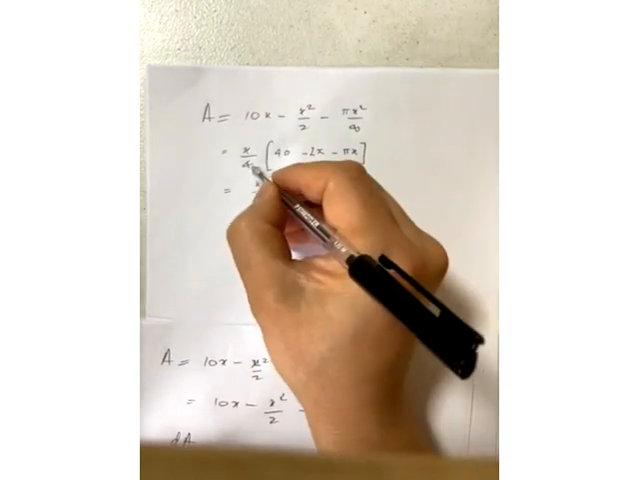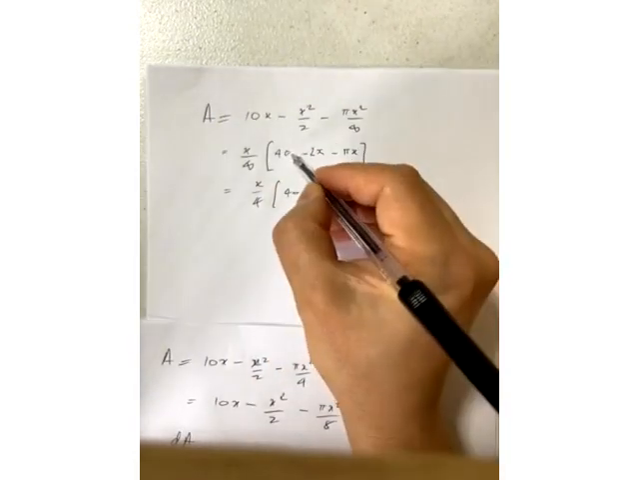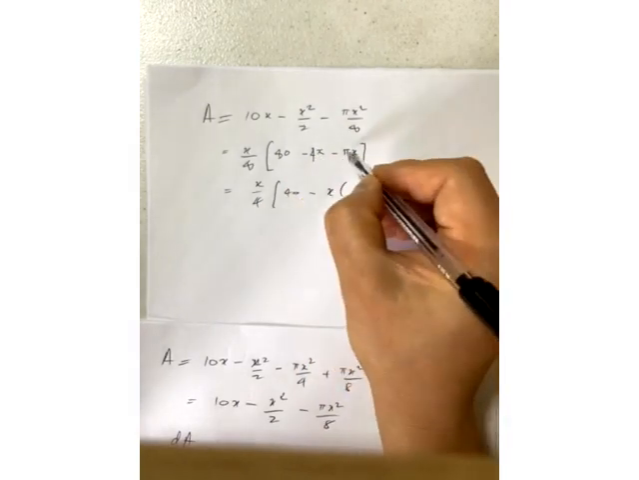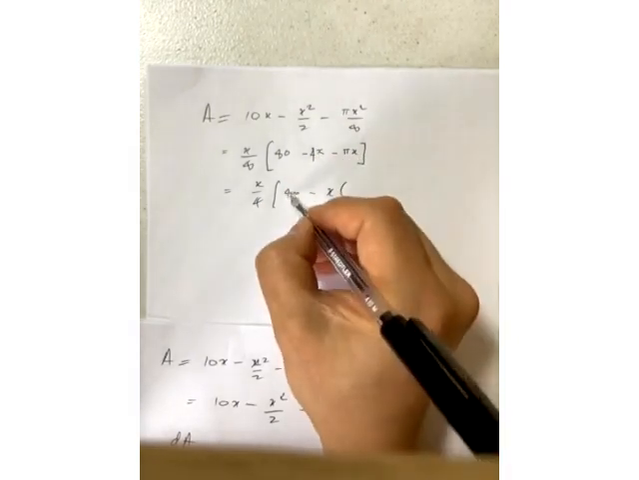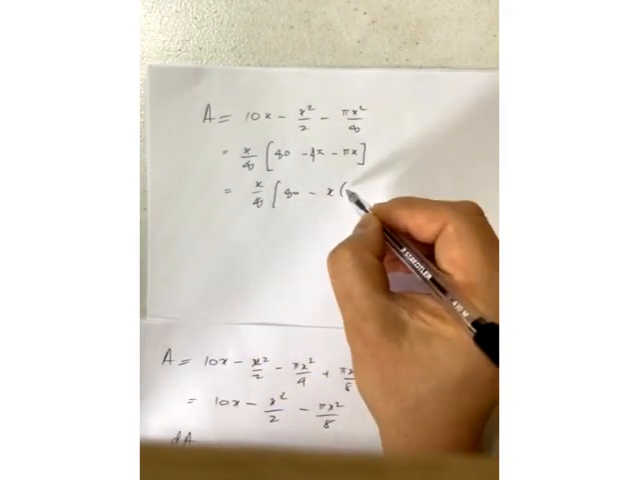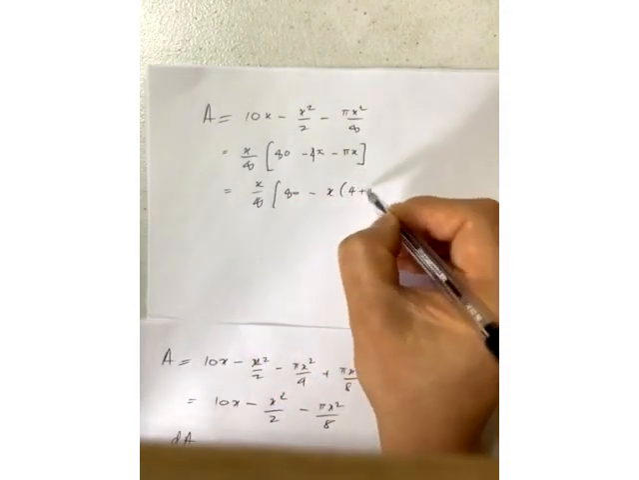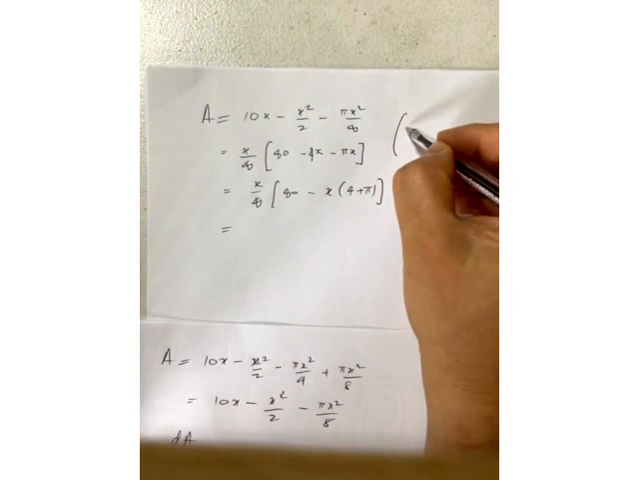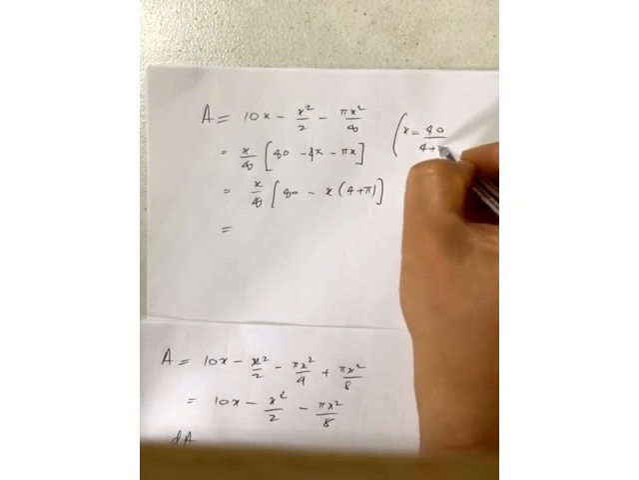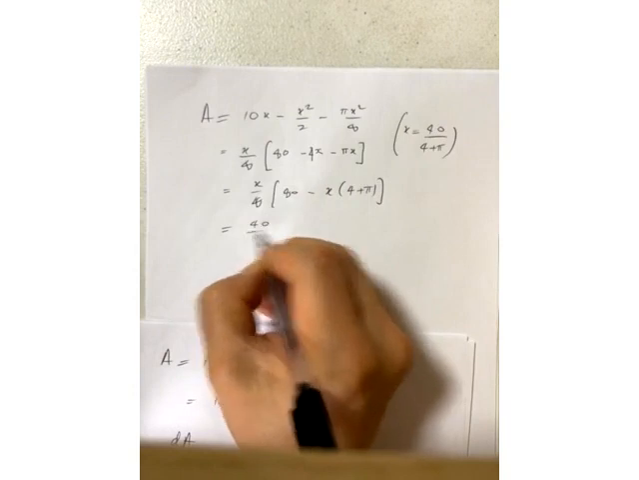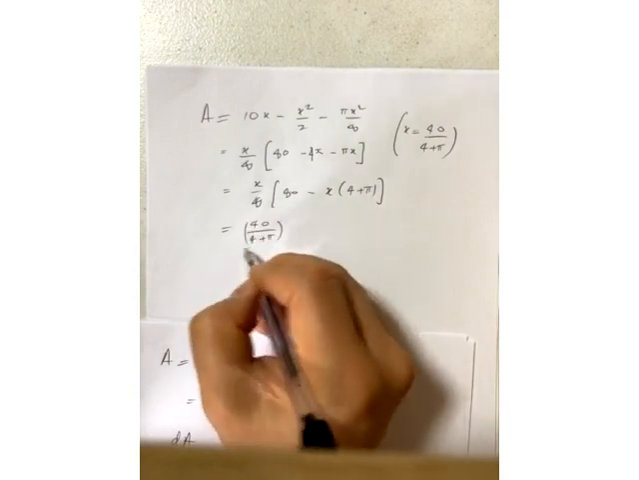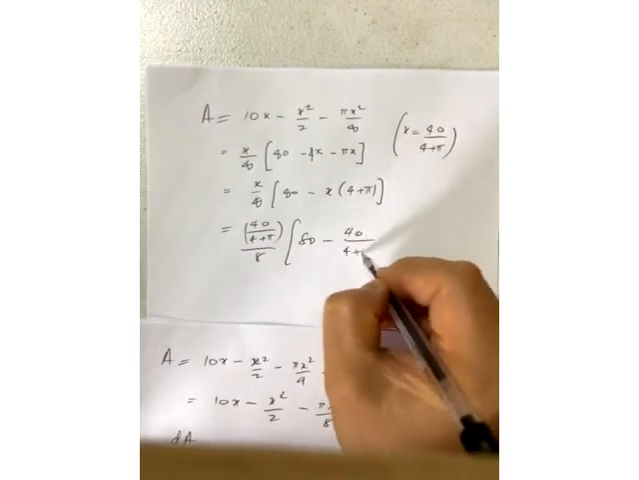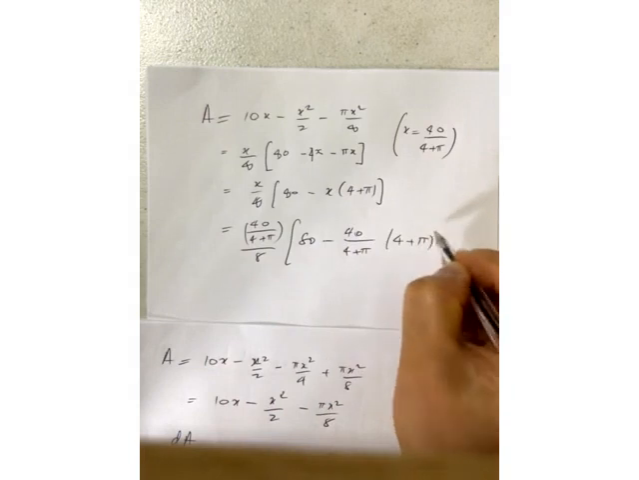So when you take the 8 out, in fact, then you get 80 here, and then you get 4 here, and you get that there. So that's 80, and that's 8, by the way. So then you take x out, you get 4 plus pi. And when you substitute x in, don't forget that it's maximum x equal to 40 on 4 plus pi. So you go 40 on 4 plus pi all over 8, and then 80 minus 40 over 4 plus pi times 4 plus pi.